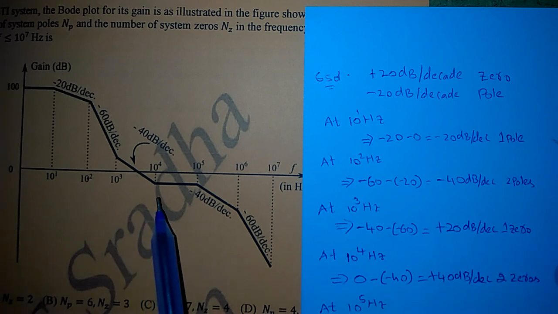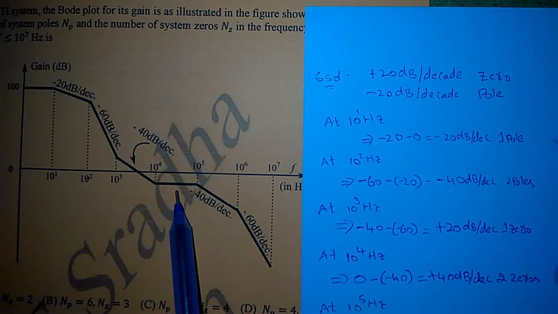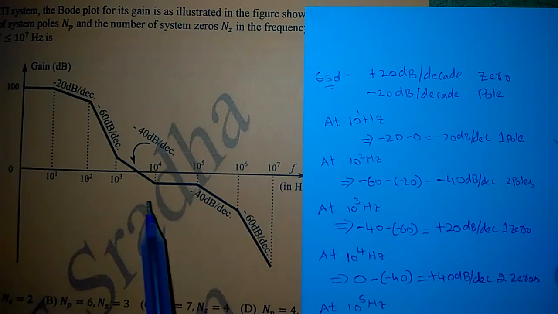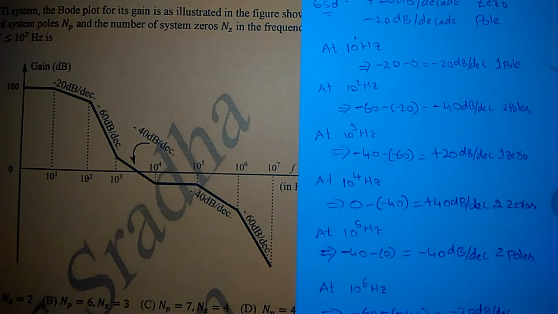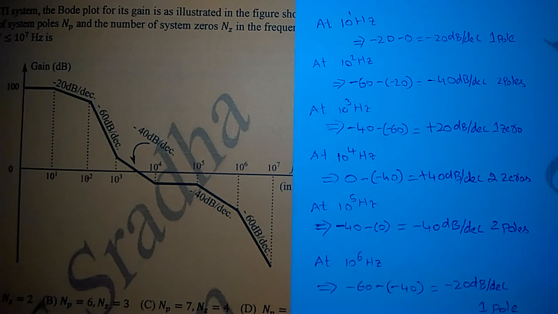Next, at 10 to the power of 4, the slope is again 0. So the change in slope is 0 minus of minus 40, which is equal to plus 40 dB per decade. So it represents two zeros. Next, at 10 to the power of 5, the slope is minus 40 dB per decade. So the change in slope is minus 40 minus 0. So it is simply minus 40 dB per decade. So it represents two poles.